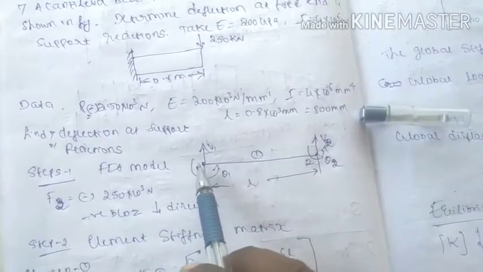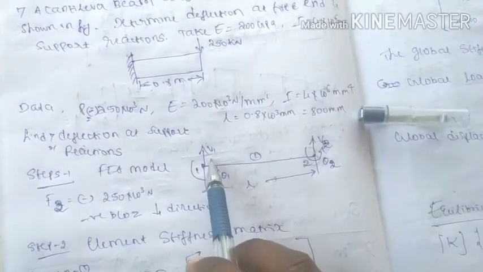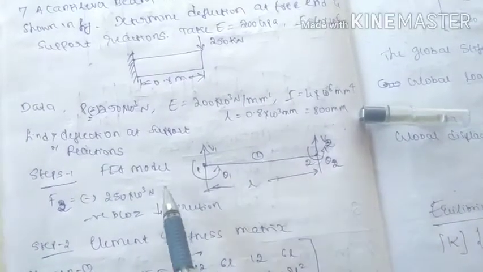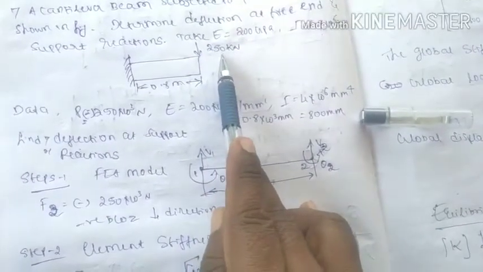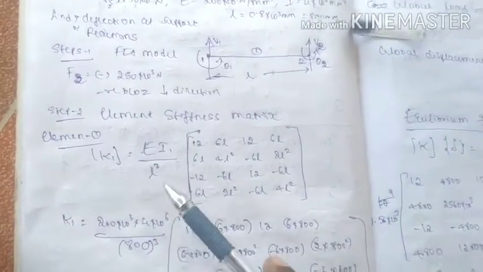Now here the vertical deflection is v1 and slope is theta 1, and here v2 theta 2. So according to this, here f2 is acting downward, that is 250 into 10 raised to 3 Newton, negative because of downward. Now we need to find the element stiffness matrix.